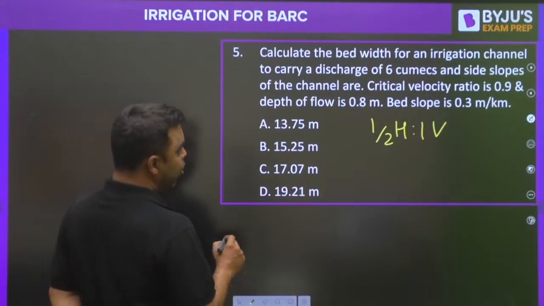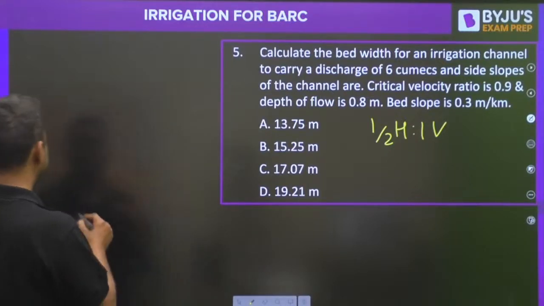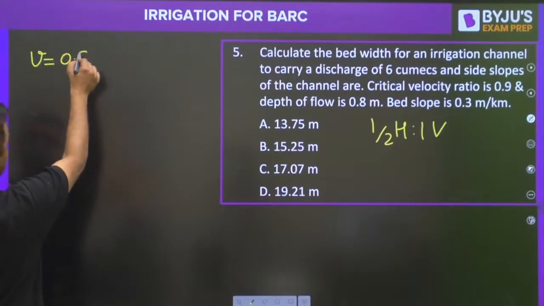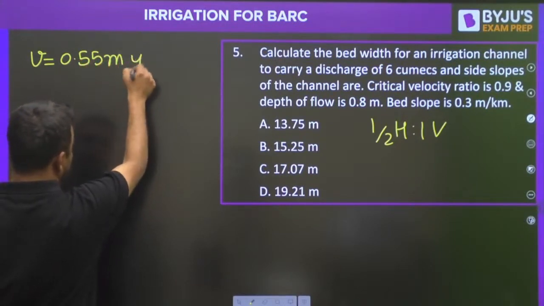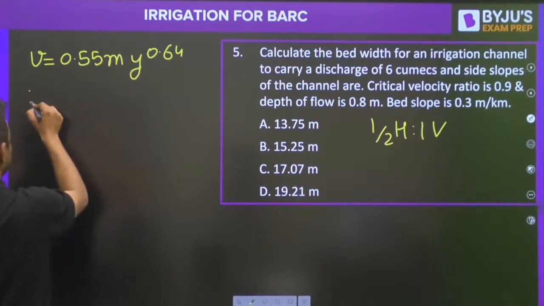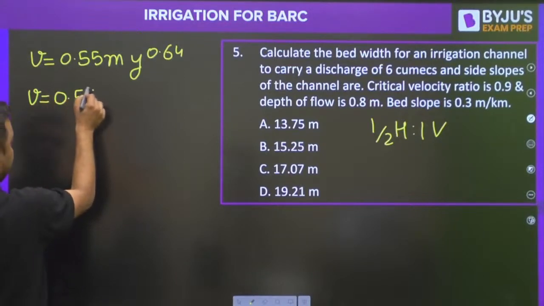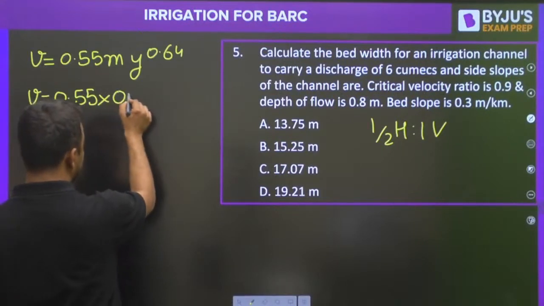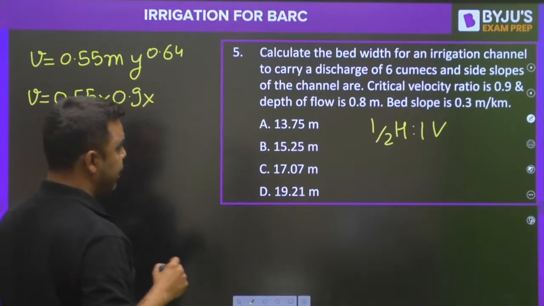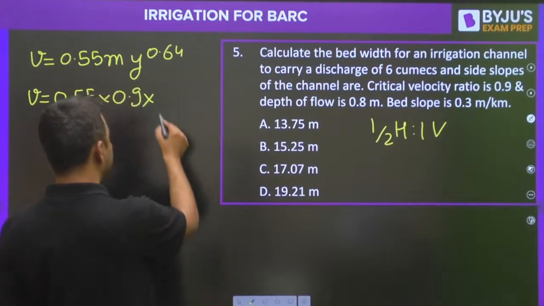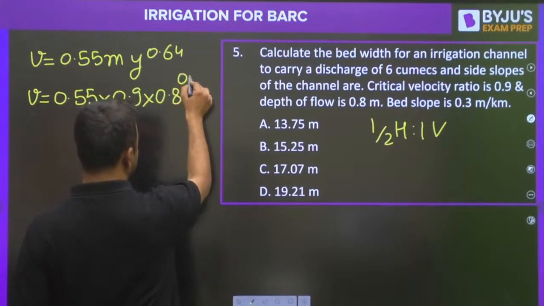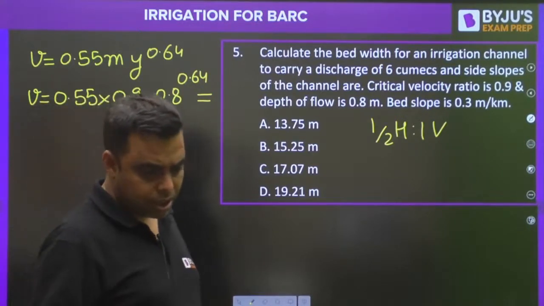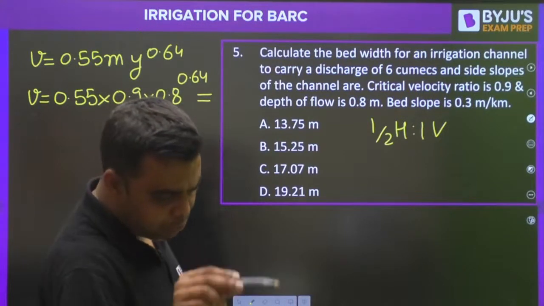Now basically we know that as per Kennedy's theory, V is equal to 0.55 m y to the power of 0.64. So V is equal to 0.55, m is 0.9, that is critical velocity ratio, into y, the depth of flow, 0.8, to the power of 0.64. So this value is 0.43 meter per second.